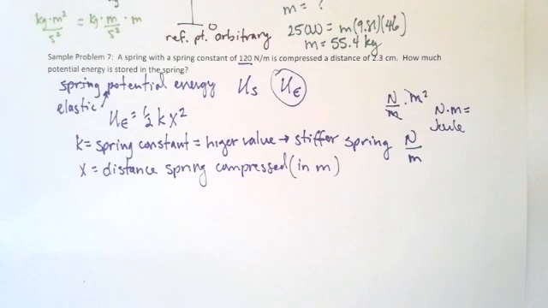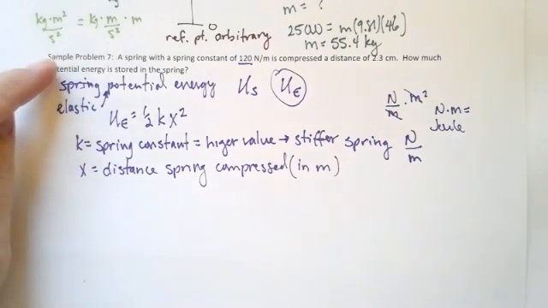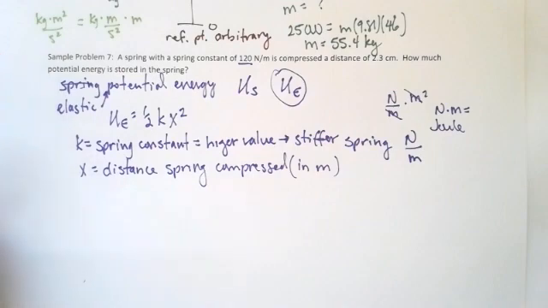What we see is the further I compress the spring, the greater my elastic potential energy is. And that makes sense. If you think about putting a spring at about halfway and letting it recoil versus pushing it in the whole way and letting it recoil, you're going to have a much greater response if you compress the spring further. So we have a spring constant of 120 Newtons per meter compressed a distance of 2.3 centimeters. How much potential energy is stored in the spring?